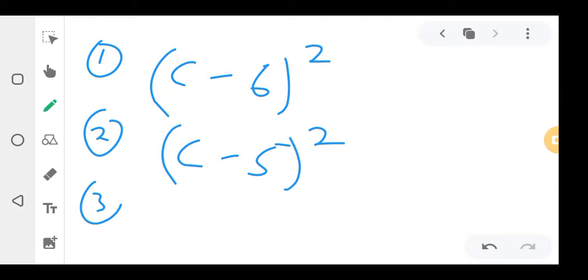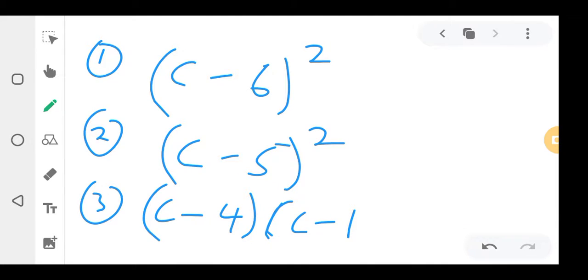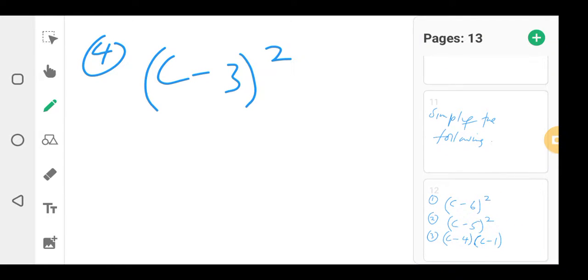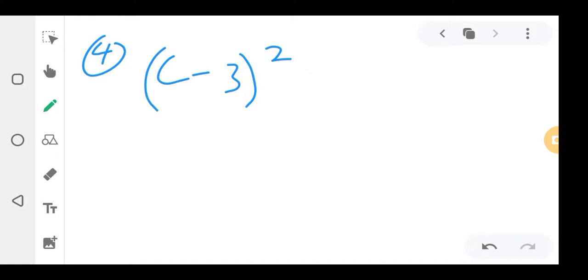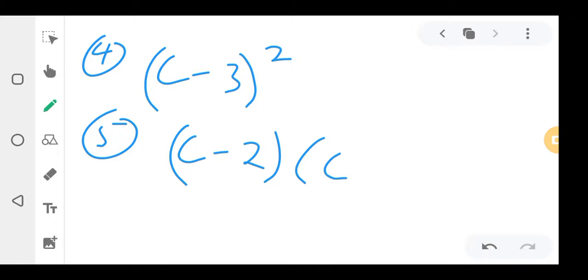Question 3. (C − 4)(C − 1). Question 4. (C − 3) squared. So C minus 3. Question 5. (C − 2)(C − 4). So those are the questions that you're supposed to do.